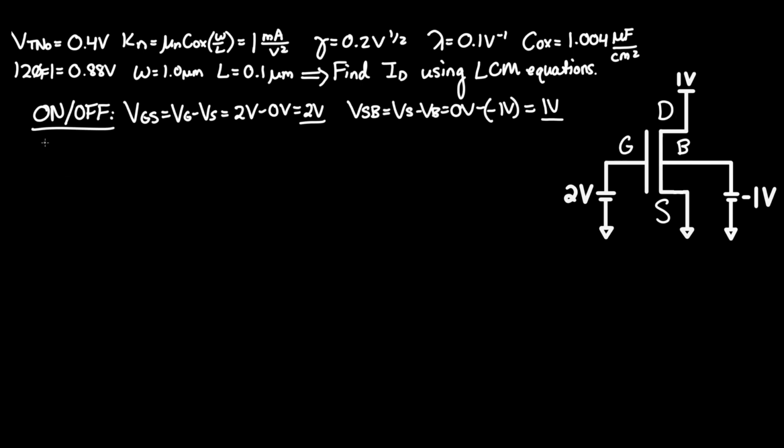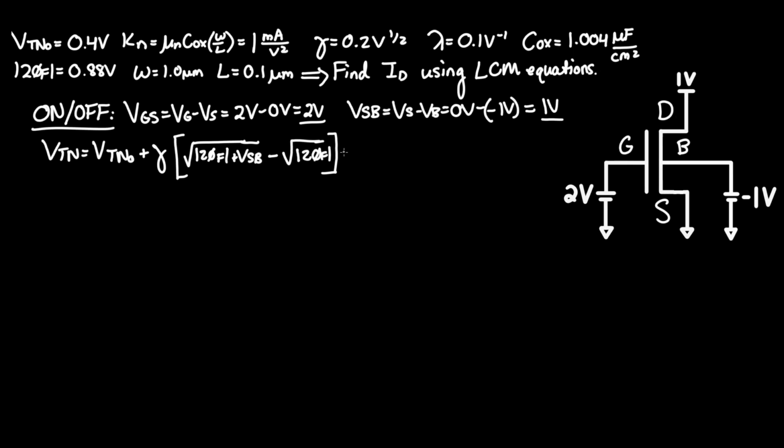Given this, we can calculate the actual VTN, which is VTNO plus gamma times square root of absolute value of 2 phi f in case it's negative, plus VSB, all within the first radical, minus the square root of absolute value of 2 phi f. See, if VSB was 0 volts, then these two terms would cancel out, multiplying that by 0 to the gamma, which would give you just VTNO. But in this case, VSB is 1 volt.